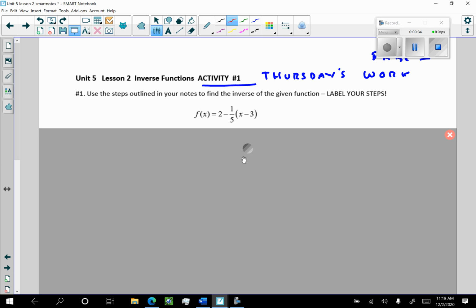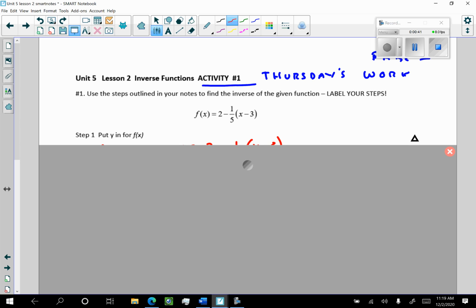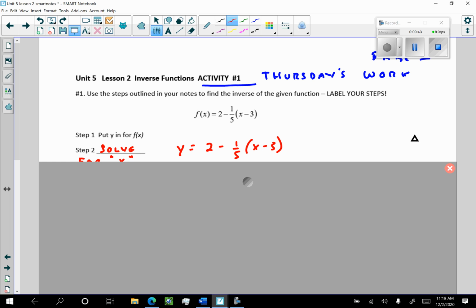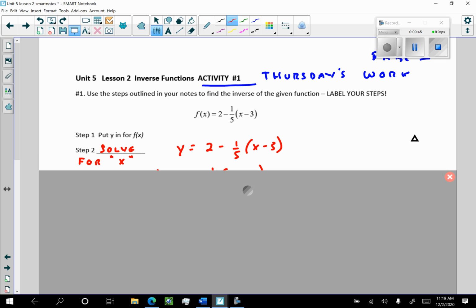The first thing I want to do is find the inverse of this, using the steps outlined in your notes. I'm going to walk through this pretty quickly because you should be able to do this. Step number 1, put y in for f of x. Bam, I did it. Next step is solve for x.